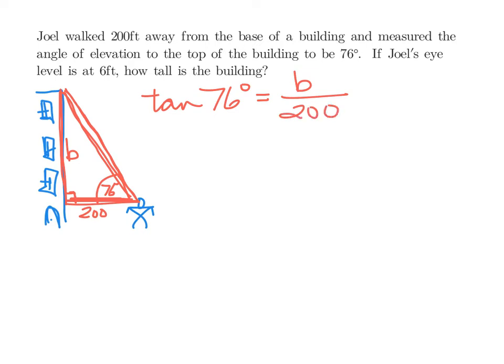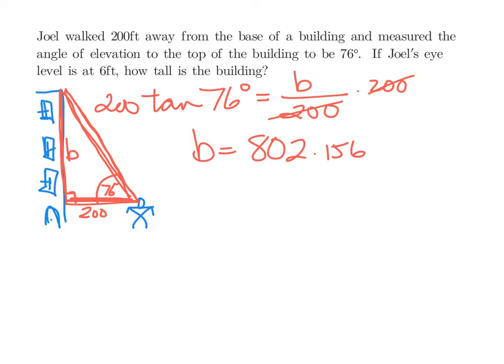Okay. Once we have this nice little trig equation, it's not too difficult to solve. Multiply both sides by 200. And we see that B is 200 times the tangent of 76, which is 802.156. Okay. But be careful. That's not how tall the building is. That's just how tall this side of the triangle is.